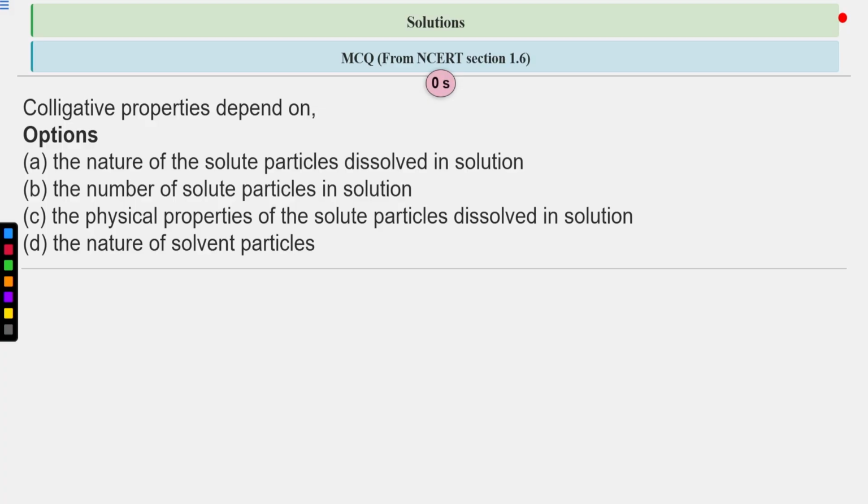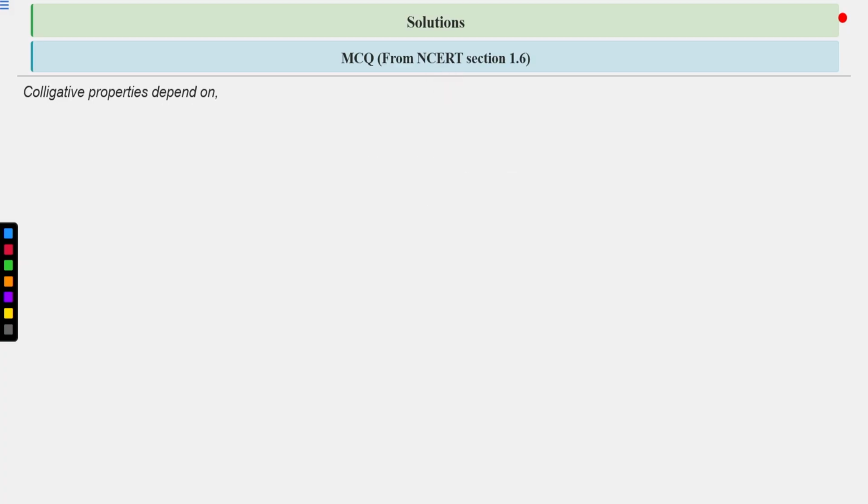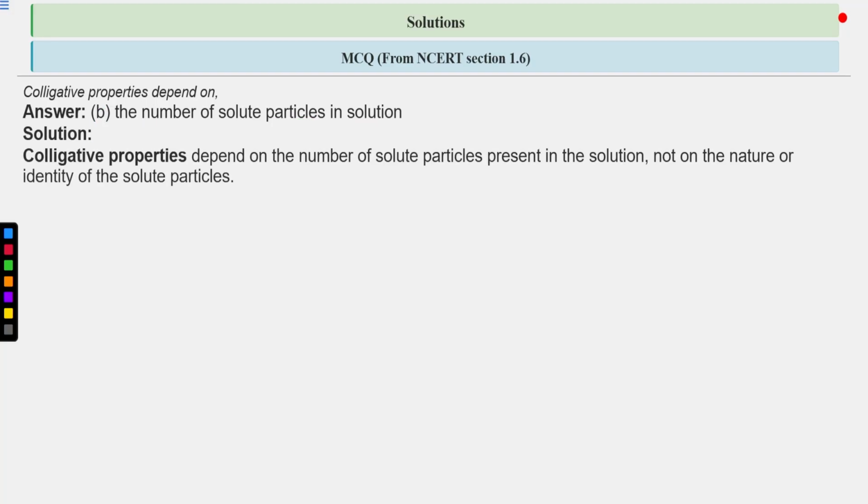Okay, let's see. For this given question, the correct answer is option B, which is the number of solute particles present in the solution. So let's see how. Colligative properties depend on the number of solute particles which are present in a solution and not on the nature or the identity of the solute particles.